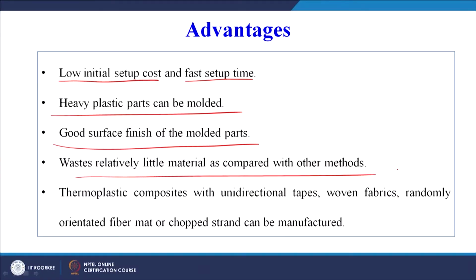Thermoplastic composites with unidirectional tapes, woven fabrics, randomly oriented fiber mat or chopped strand can be manufactured. Now this point is relatively difficult to understand because it talks about a composite material.